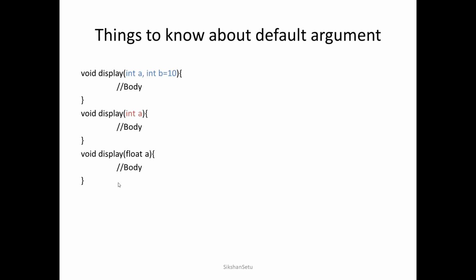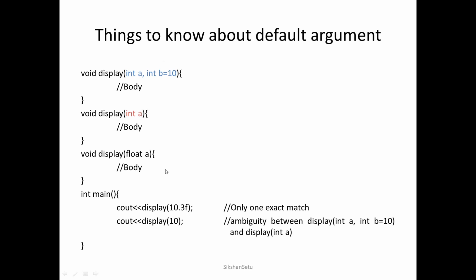So here we have three functions: display with two parameters, display with one parameter, and display with one parameter, but the data type is float. But here you can see in the two-parameter version, one parameter is considered a default argument. So when I am trying to call display(10.3f), it means this is my float value. Then it will check for the exact match. So yes, an exact match is there. We have a display function with float, so this will be called.